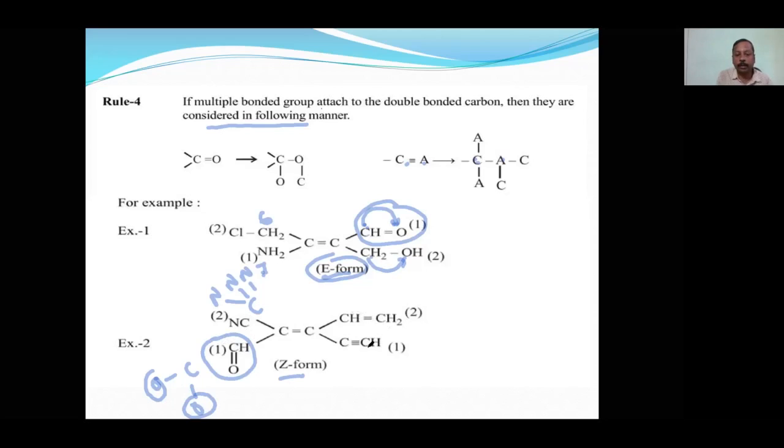Okay, now let us take here C triple bond. That means this carbon is attached to three carbons, and this carbon is attached to two carbons. Both atomic numbers are the same, therefore we will count the number of carbons. So this is of the higher priority. Higher priority on the same side, therefore that is Z, cis. Cis means same side. Okay. Now let's see the next.